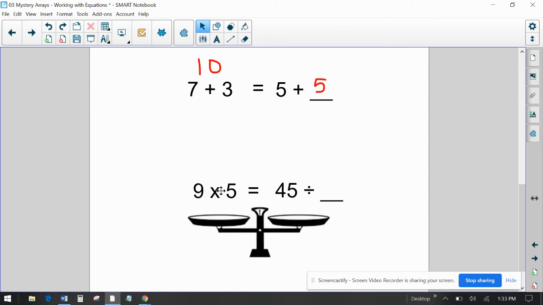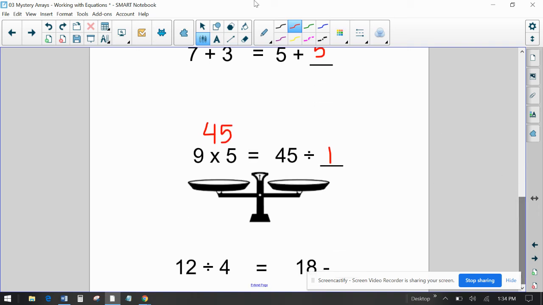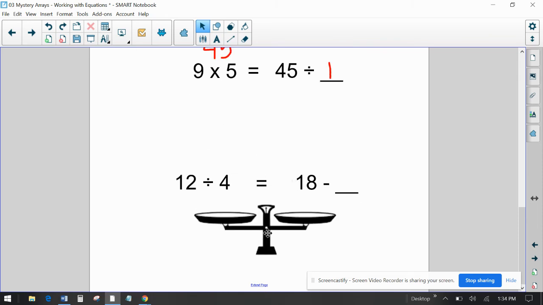So 9 times 5 on this side, well, if I solve that, I know it's 45. And the next side, 45 divided by what equals 45? Well, what goes into 45? 45 times? 1 does. Okay. So 45 divided by 1 is the same as 9 times 5. Okay, so we'll do one last one.